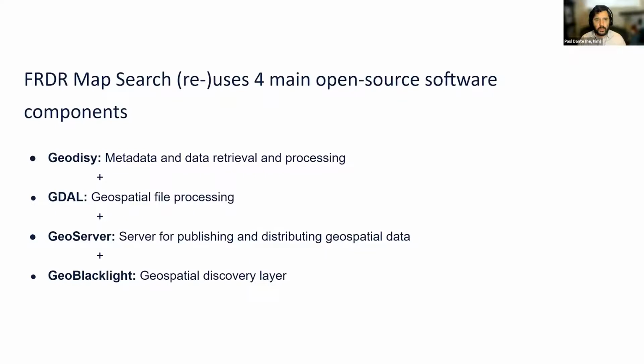FRDR Map Search reuses four main open source software components. The first one is Geodisy, which is used for metadata retrieval, data retrieval, and processing of both metadata and data. Secondly, we use GDAL, which is used to pull bounding box information and projection information from geospatial files. Then we use GeoServer for dataset preview if there is a geospatial file. And finally, GeoBlacklight is the discovery layer that researchers will be interacting with to find the research data they're looking for.